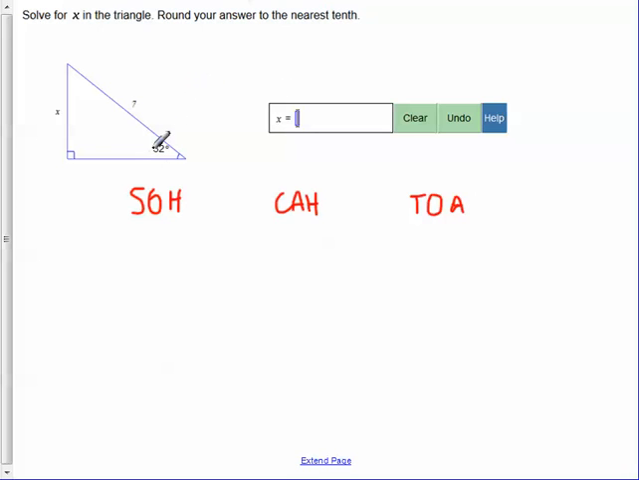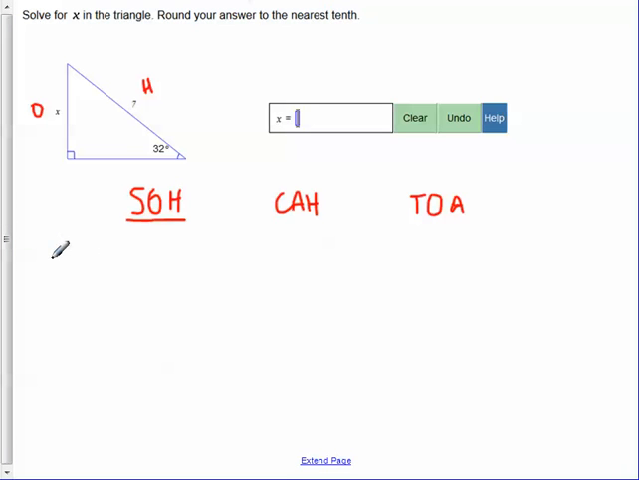So we have our angle, and from this angle we have our opposite side, and then we have our hypotenuse. Since we have those two things, this is the trig ratio we're going to use, because we're given the opposite side and the hypotenuse in this problem.